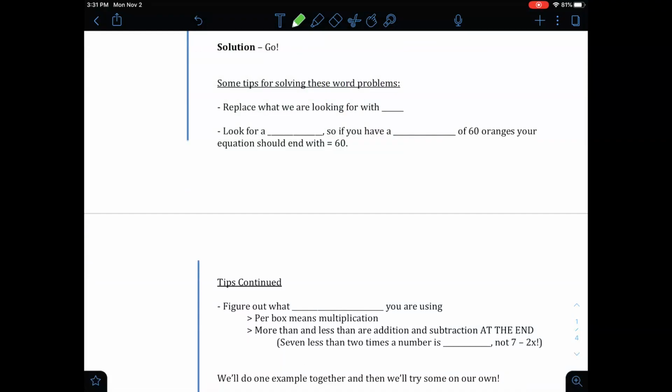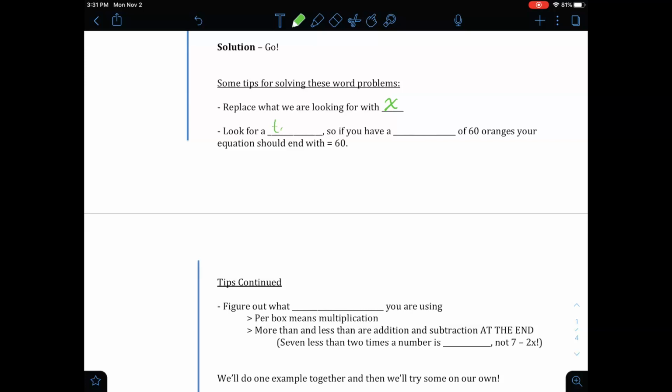So we replace what we're looking for with what? What do we usually replace what we're looking for with? We're going to replace it with an x. Okay, replace what you're looking for with x. That's going to help you figure out what you're solving for.